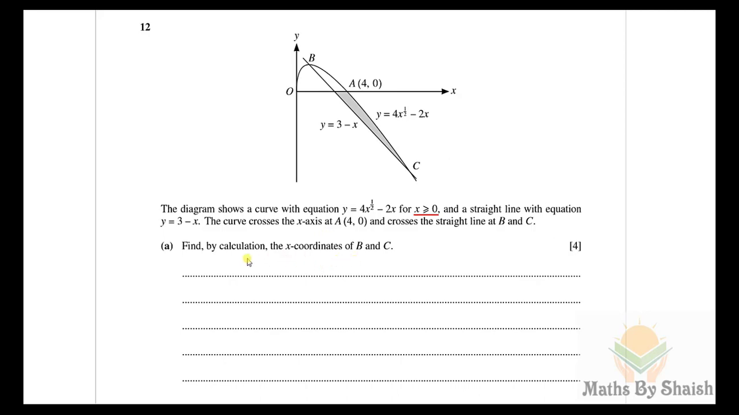So we can see if we are finding B and C, it means they are the intersection points of the curve and the line. It means for finding the intersection point we need to make them equal. Means 4x to the power 1 by 2 minus 2x should equal the equation of the line, 3 minus x. And I'll transfer everything to the other side.